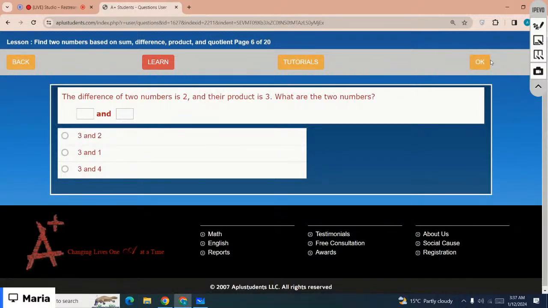The next one is the difference of two numbers is 2 and their product is 3. What are the two numbers? So which two numbers have the difference 2 and their product is 3? Which is the correct option?